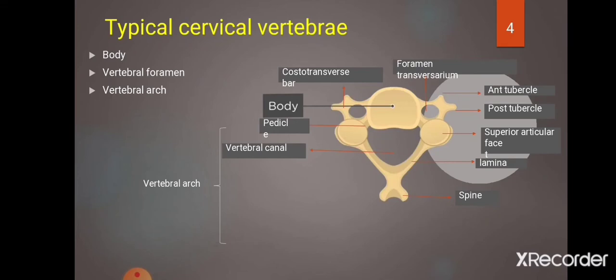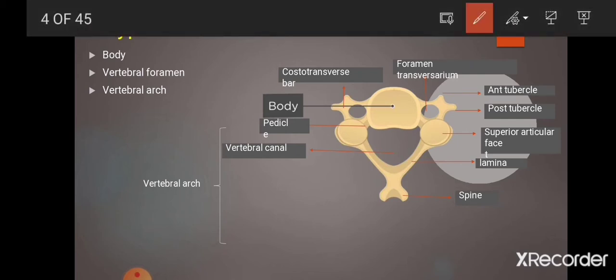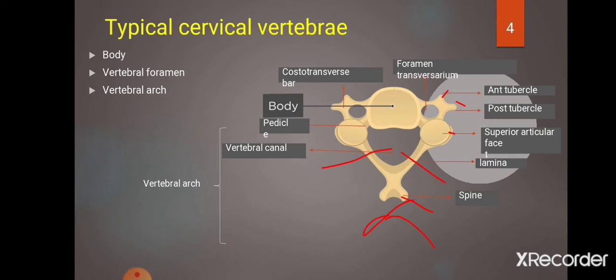First we study the structure of a typical cervical vertebra. A typical cervical vertebra contains a body, as demarcated in the diagram, a vertebral foramen, and a vertebral arch. The other features are the foramen transversarium, the costotransverse bar, then the anterior tubercle, posterior tubercle, superior articular facet, lamina, and spine, which is bifid, meaning it is divided into 2 slips. So this is the bifid spine. Then the vertebral canal is triangular in shape. So these are the identifying features of a typical cervical vertebra.